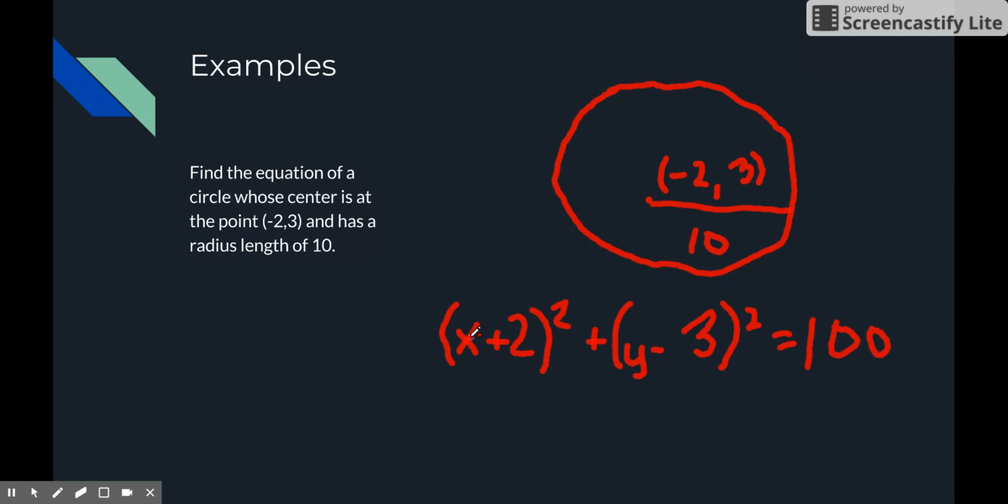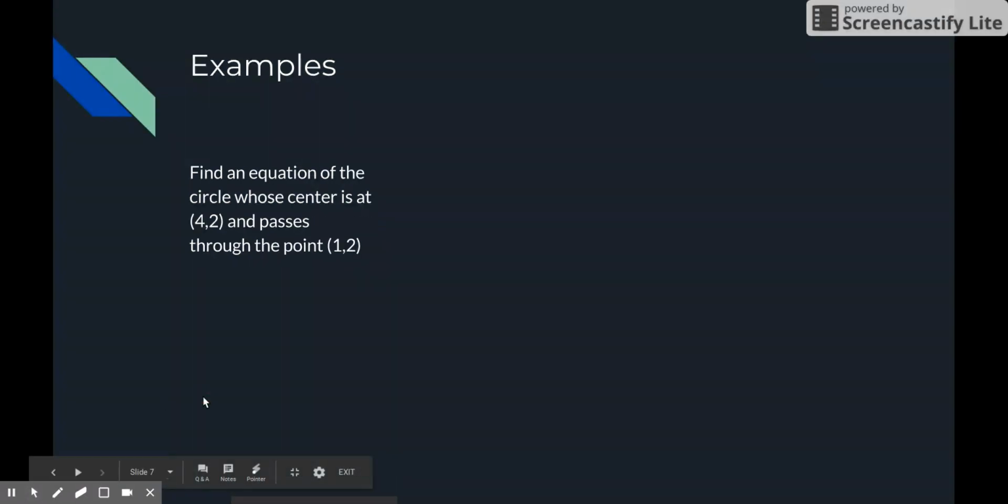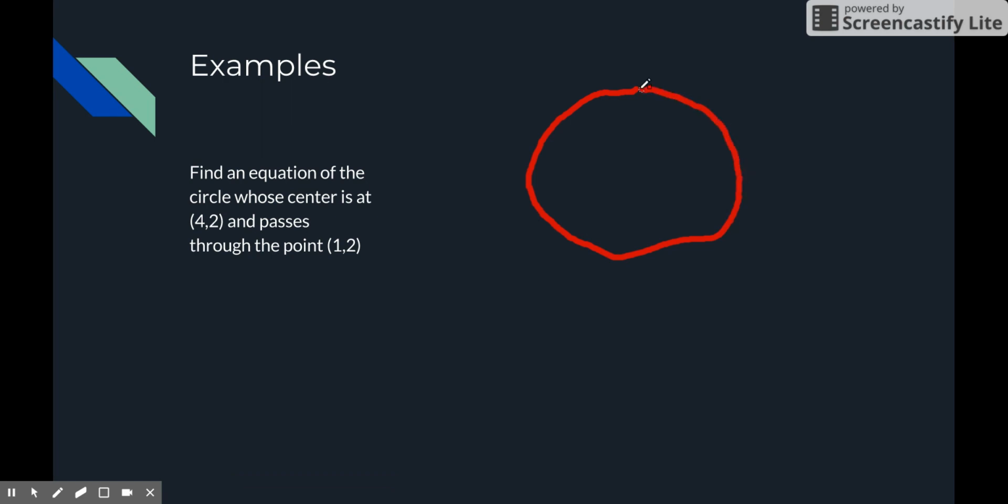So plug in the values, which would be (1 minus 4) squared plus (2 minus 2) squared. Simplify that, and that gets you the square root of 9, which is equal to 3. So your radius is 3.